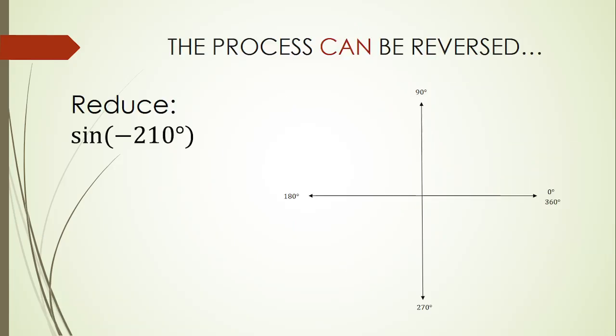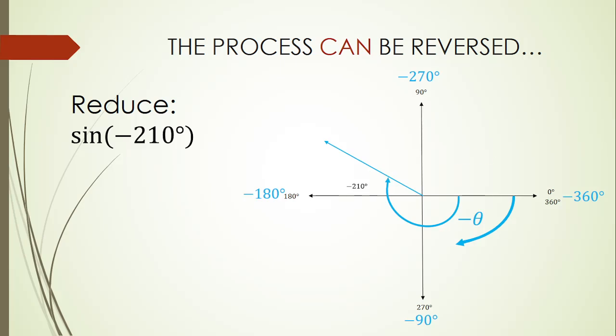Okay, so let's go and look at this first example. It says the process can be reversed so that we can get back to our original reduction formula. But let's just take a look here. Let's put our negative angles in there, and let's go and draw this negative 210. So there's the angle. I've started at 0 and gone to negative 90, negative 180, and moved myself up. So roughly this is negative 210.